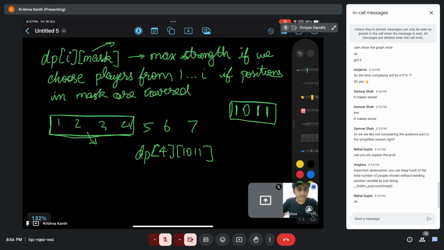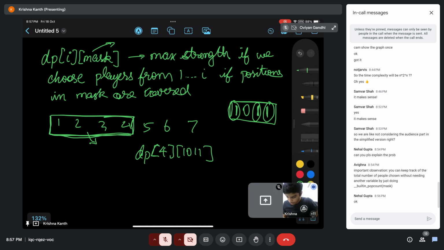Yeah, they have to select exactly P players, one for each position. So we have to choose at least one, like every position has to be filled. Now let's say we are only considering the first four people, and we want to choose any three of them to play in positions 1, 3, and 4. And the players also have S[i][j].